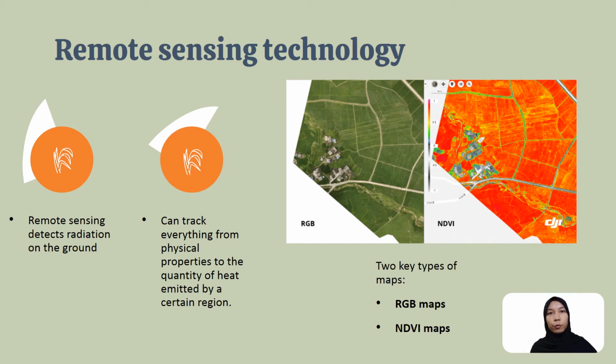So we move to remote sensing technology. Remote sensing is used to detect the radiation on the ground and can track everything from physical properties to the quantity of heat that is emitted from a certain region. There are two key types of maps that use remote sensing technology, which are RGB maps and NDVI maps.